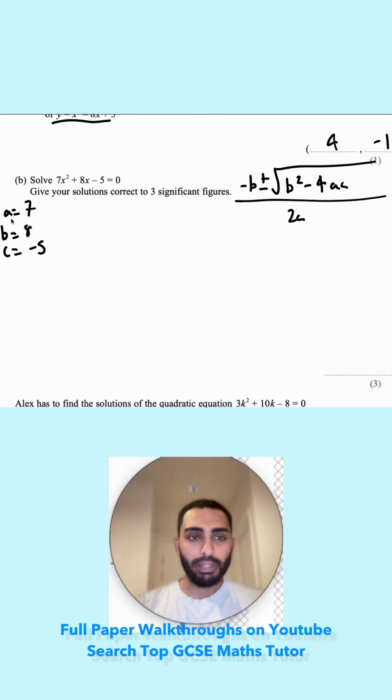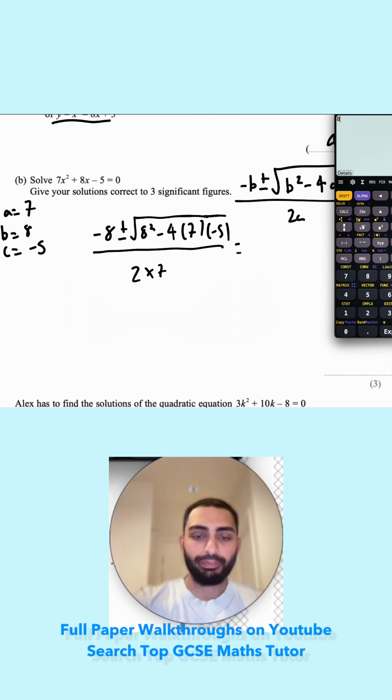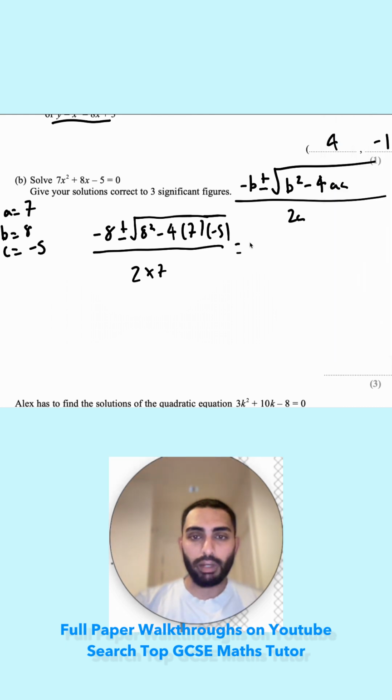So first we've got minus b, so it's minus 8 plus or minus the square root of b squared, which is 8 squared, minus 4 lots of a, which is 7, and c, which is negative 5, all over 2a. A is 7. Let's concentrate on this little bit here first. We've got 8 squared minus 4 lots of 7 times by negative 5. That gives me 204.